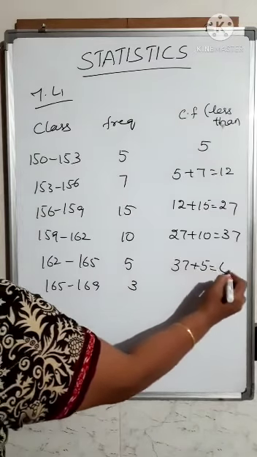And in the next one, they have asked you to find out the cumulative frequency more than type. For that, you can write this number 3 as it is and go on adding in the reverse way. That is, you write 3 as it is, then 3 plus 5, and adding in the reverse way, you get the cumulative frequency more than type.